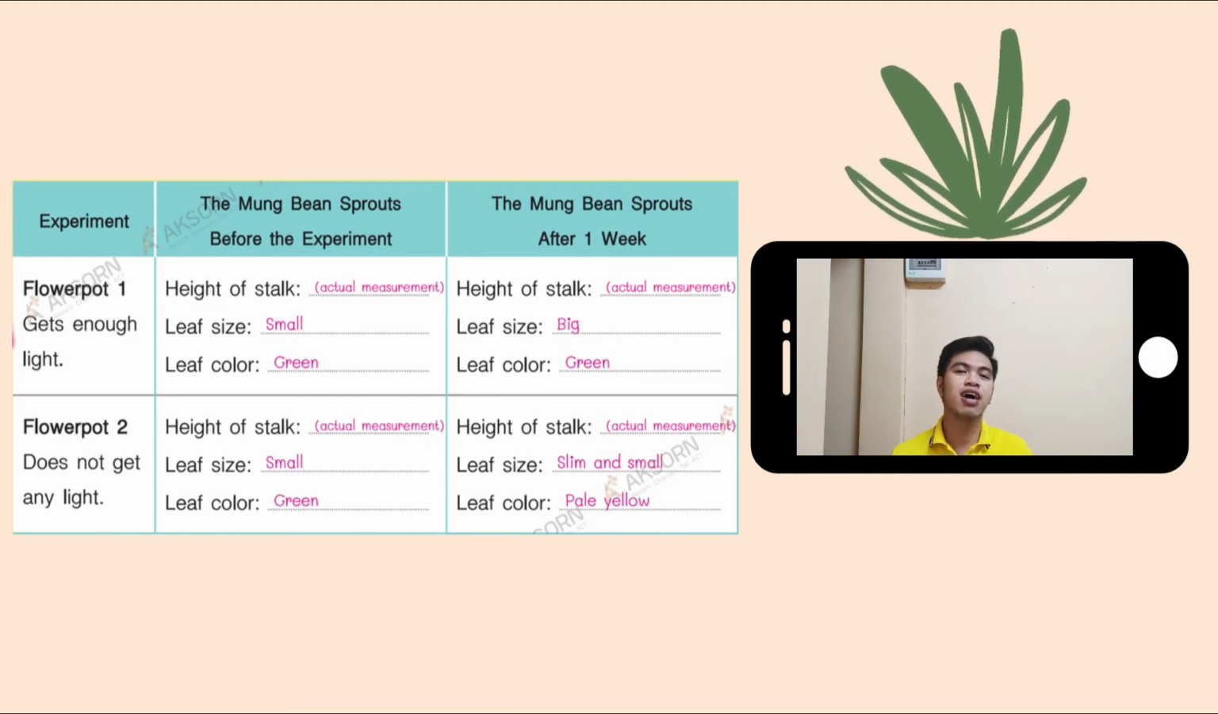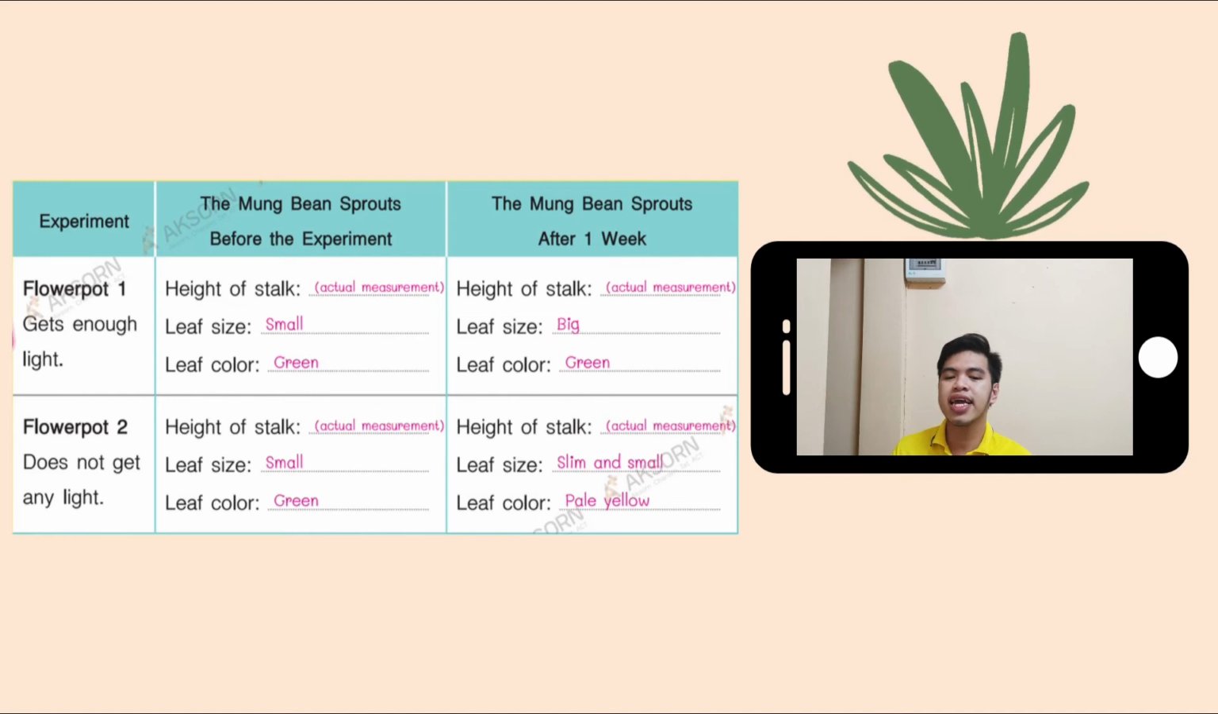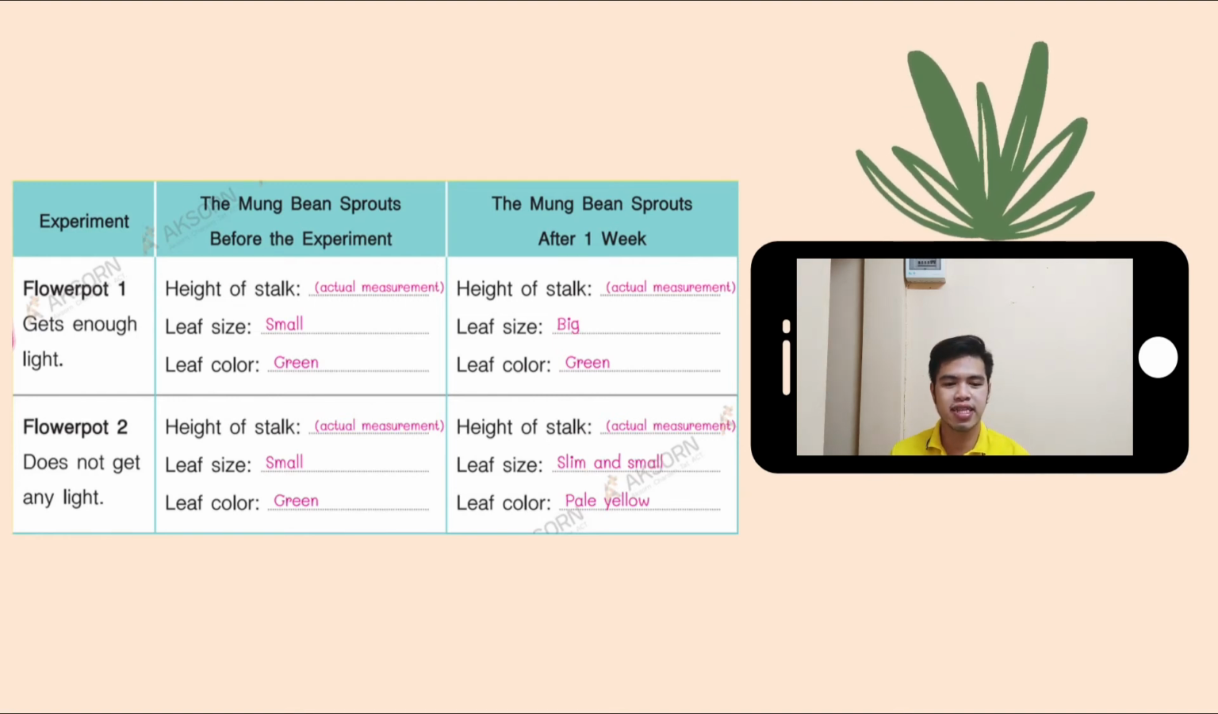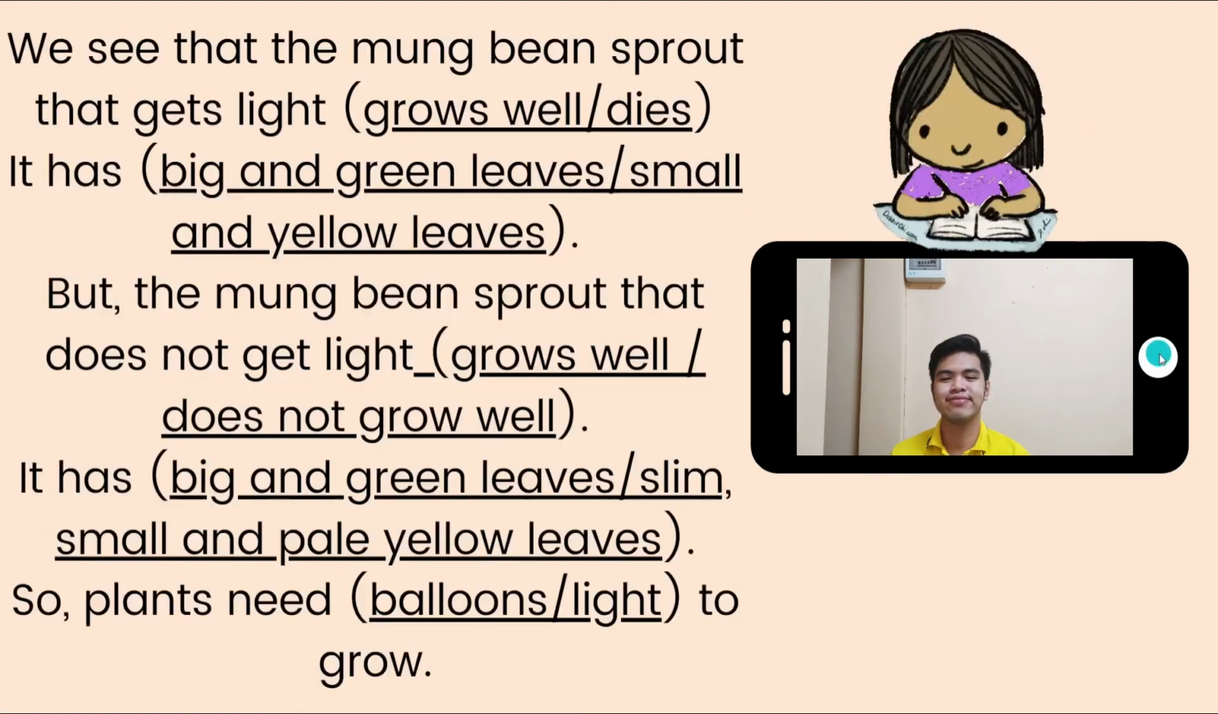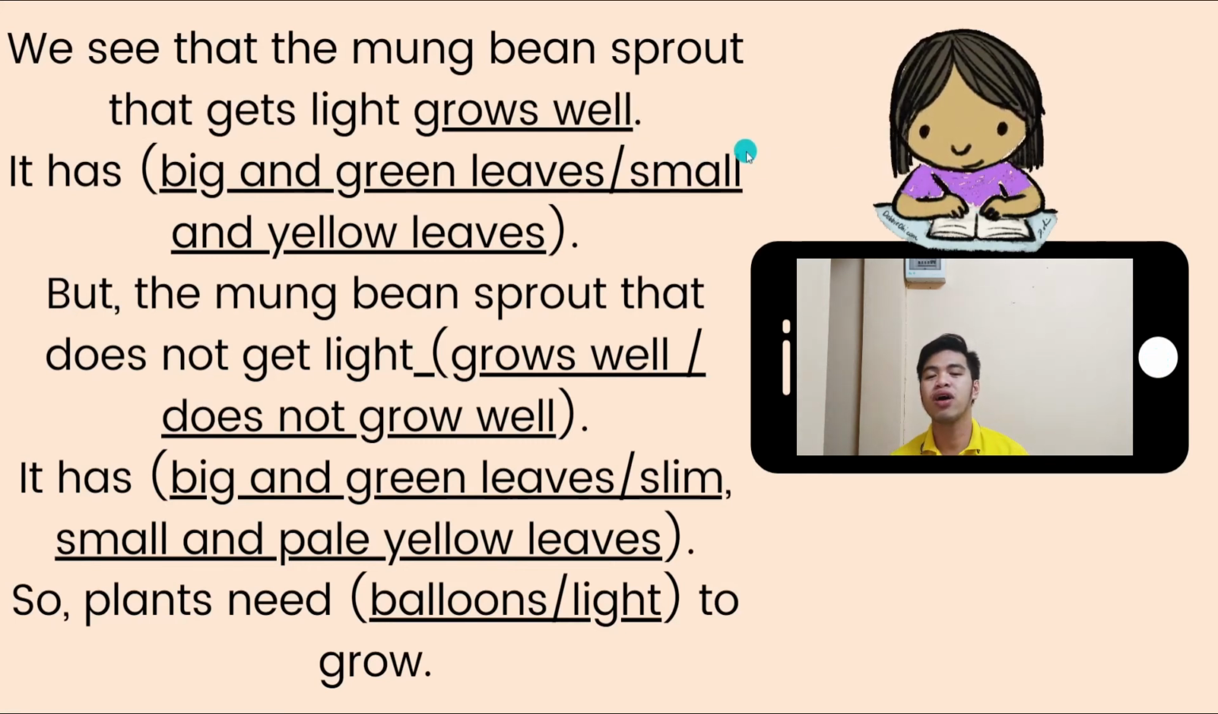So here we will find out that plants need light in order to live and grow. We can see that the mung bean sprout that gets light blank. So what do you think will happen if the mung beans get enough light? Will it grow well or will it die? What do you think is the correct answer? Alright, if the mung bean gets enough light, it will grow well. So you're going to write in your book, grows well, alright?